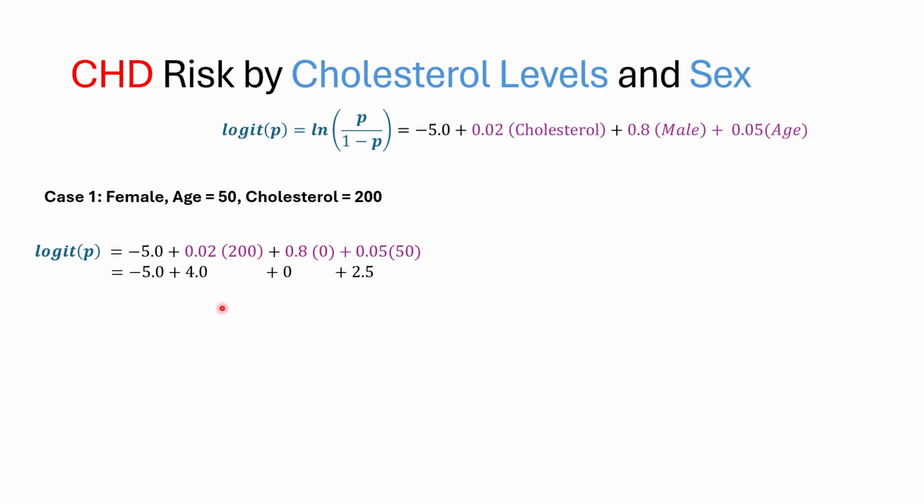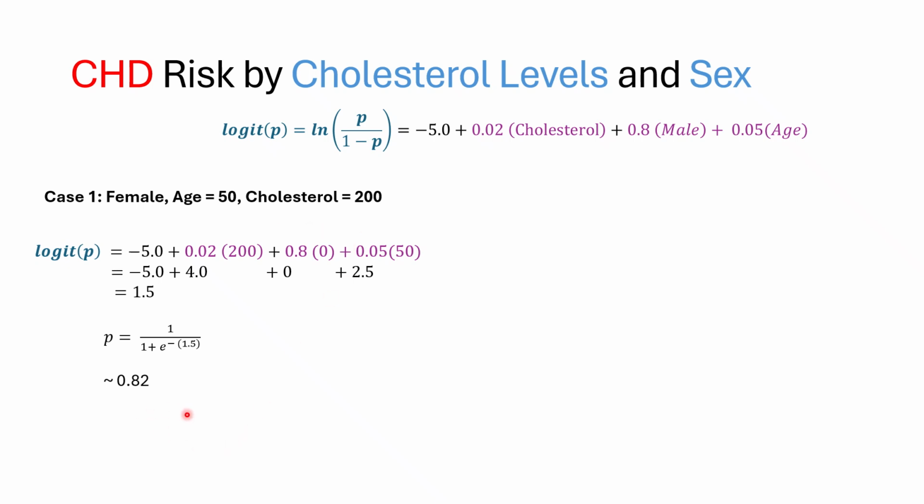0.02 times 200 becomes 4. 0.8 times 0, of course, is 0, and 0.05 times 50 becomes 2.5, and adding these all up, we get the log odds is 1.5, and then we inverse this value 1.5 into actual odds. Of course, again, you do not have to use this formula yourself. The computer is going to do it for you. And say the inverse of 1.5 is 0.82. So this is the odds of chronic heart disease for this particular person with age 50, female, cholesterol 200.